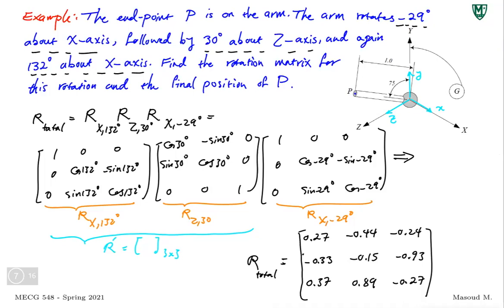Now, in order to find the final position of P, when they refer to the final position of P, they are referring to where it ends after these three rotations in terms of the global coordinate frame, right? There is no talk of local coordinate frame. Local coordinate frame is something that we attach to the part so we can actually follow the motion. So how do I find that?